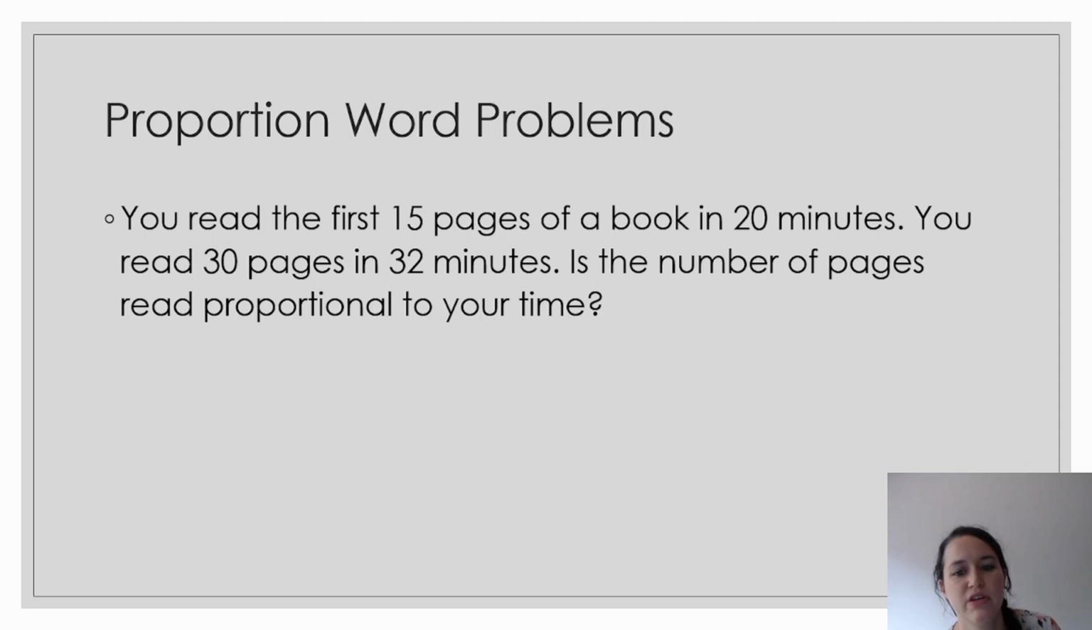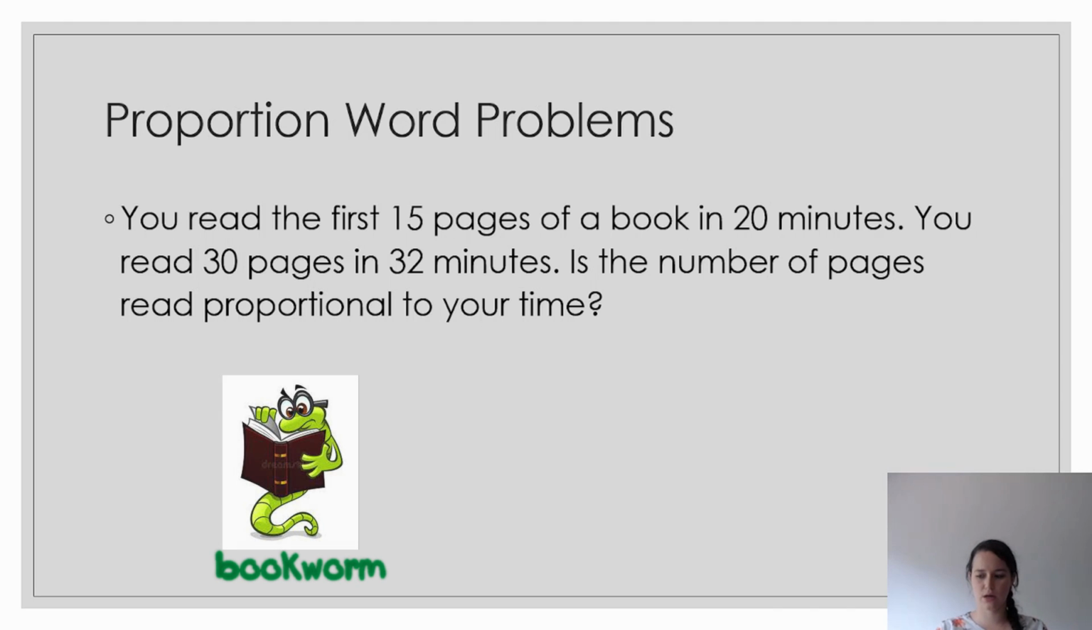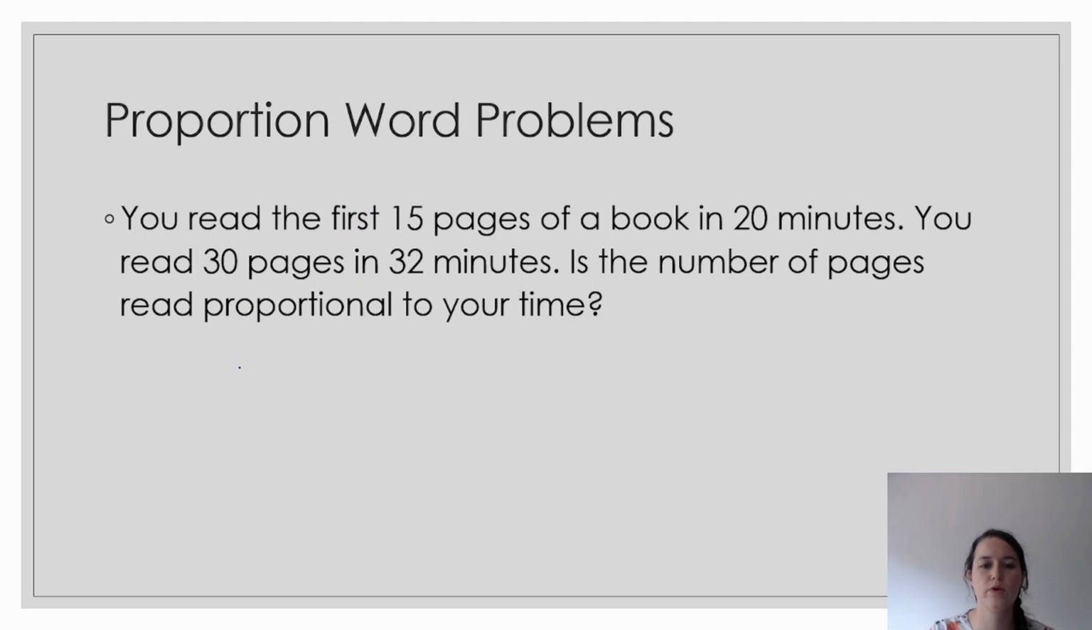So you read the first 15 pages of a book in 20 minutes, and then you read 30 pages in 32 minutes. So we want to see, is the number of pages read proportional to your time? So let's see. We're going to think of this in pages per minute. So let's go ahead and set this up. So I've got 15 pages in 20 minutes, and I want to see, does this equal 30 pages in 32 minutes?